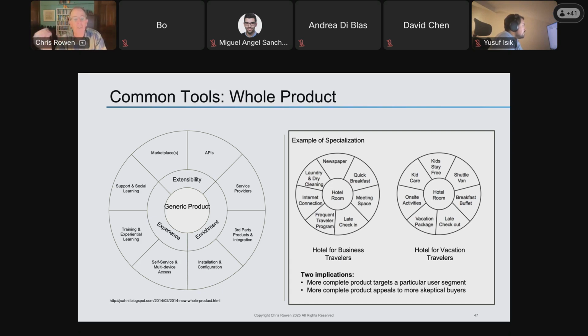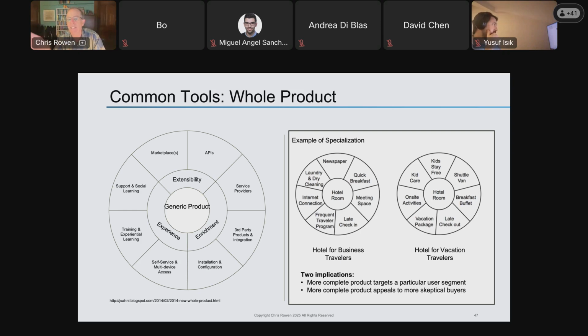There are all kinds of service providers or third-party integrators who may be part of delivering the whole product. As one classic example, Hyatt or Hilton or Holiday Inn provides a hotel room. That's their basic service. But when they focus on a business traveler, they may say, what that business traveler really wants around that is a newspaper, a quick breakfast, a frequent traveler program, a good internet connection, and maybe laundry service. Whereas a vacation traveler may not care much about any of those things.